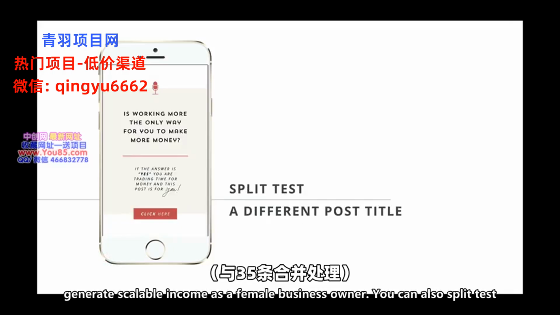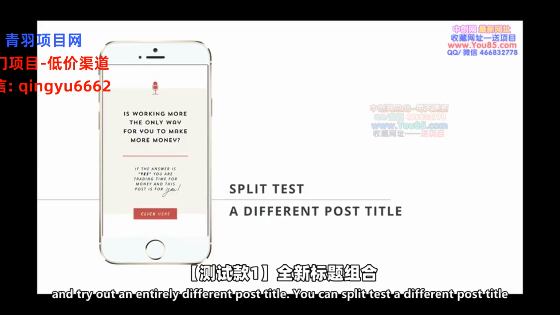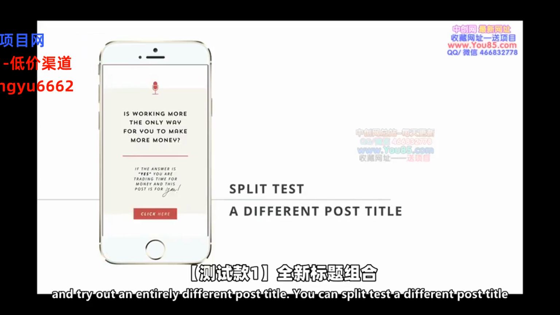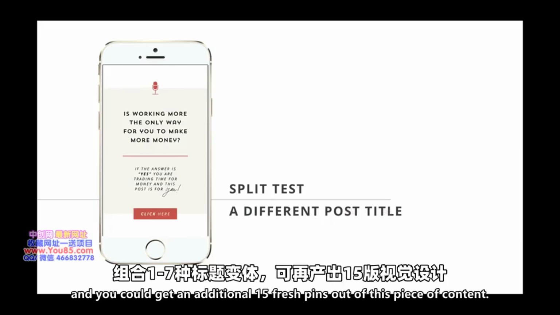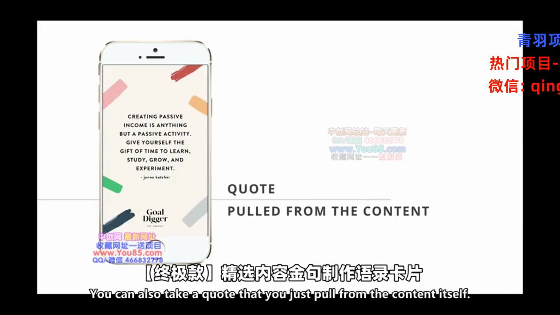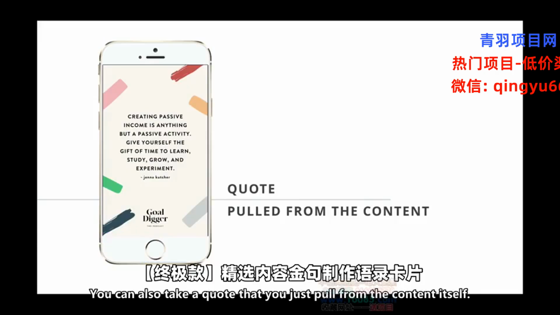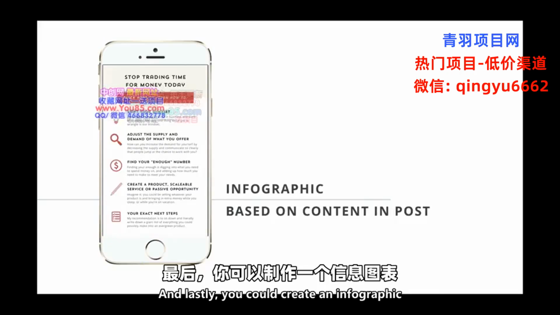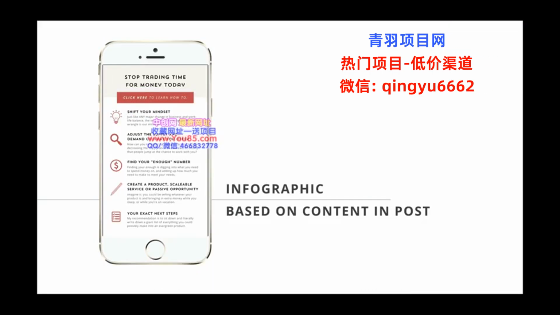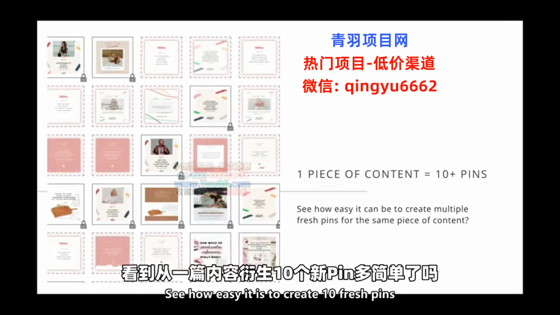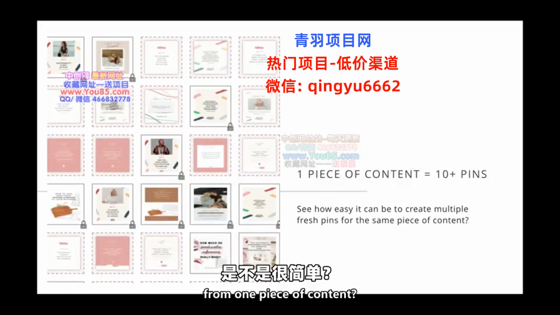You can also split test and try out an entirely different post title. You can split test a different post title and you can really use this new title with numbers 1 through 7 and you could get an additional 15 fresh pins out of this piece of content. You can also take a quote that you just pull from the content itself. And lastly, you could create an infographic with the main points from the post content. See how easy it is to create 10 fresh pins from one piece of content?